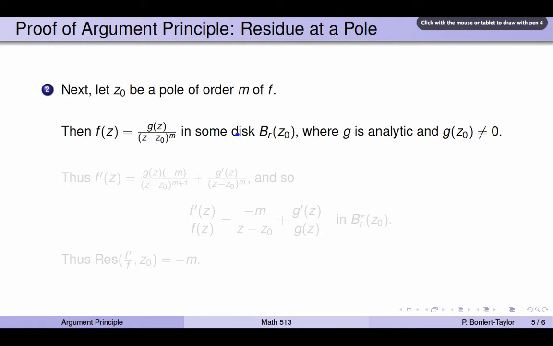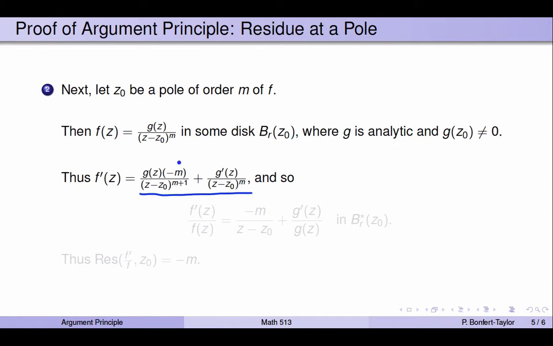And again, we'll find f prime, this time, or actually, I think I used the product rule here again. So I first differentiated the denominator. The derivative of 1 over (z minus z0) to the m is minus m times 1 over (z minus z0) to the m plus 1. We multiply that by g. And next, we differentiate the numerator, g prime of z, and keep the denominator unchanged. So this is the derivative f prime. And again, we can look at f prime over f. So we divide f prime by f.